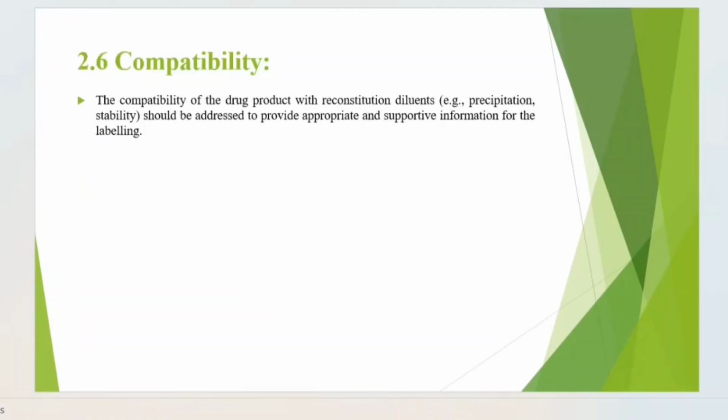The next is 2.6 compatibility. The compatibility of the drug product with reconstitution diluents should be addressed to provide appropriate and supportive information for the labeling. Compatibility means suppose the company is marketing or developing a powder for injection product.